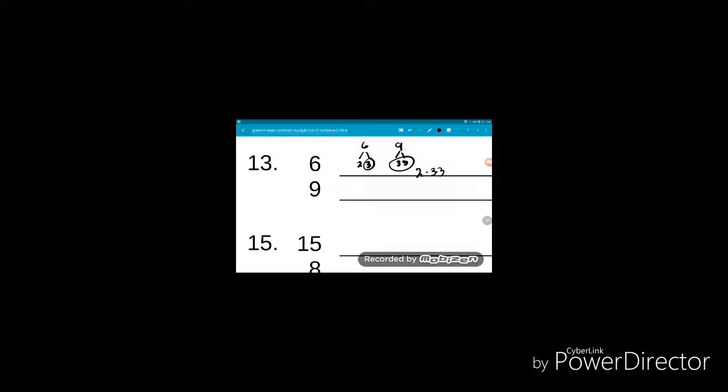So 2 times 3, 6. 6 times 3, 18. So the smallest number both those will go into is 18. That one you may or may not be able to see in your head. Martavius saw in his head. 15, last one.